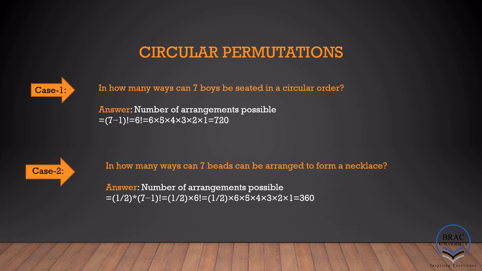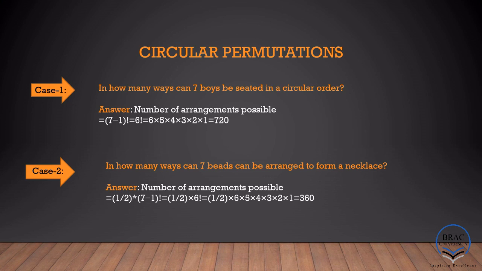Remember, we have to look at the axis of symmetry here. So in a circular order, the angle is 360 degrees. So we have to divide it by 360 divided by 7. All right. So the arrangement possible is 7 factorial divided by 7. So we are left with 6 factorial.